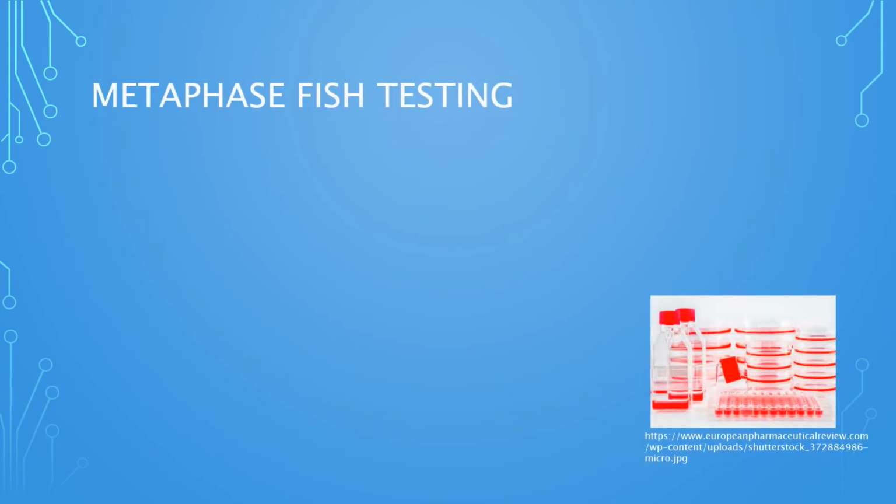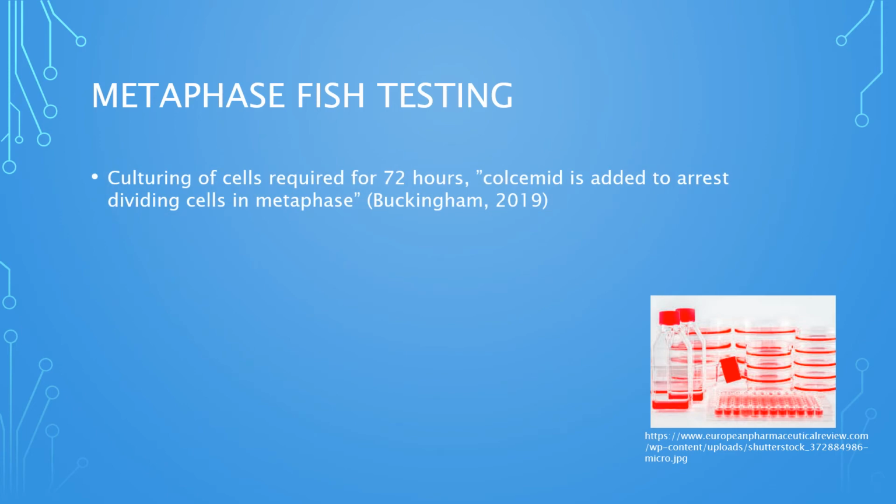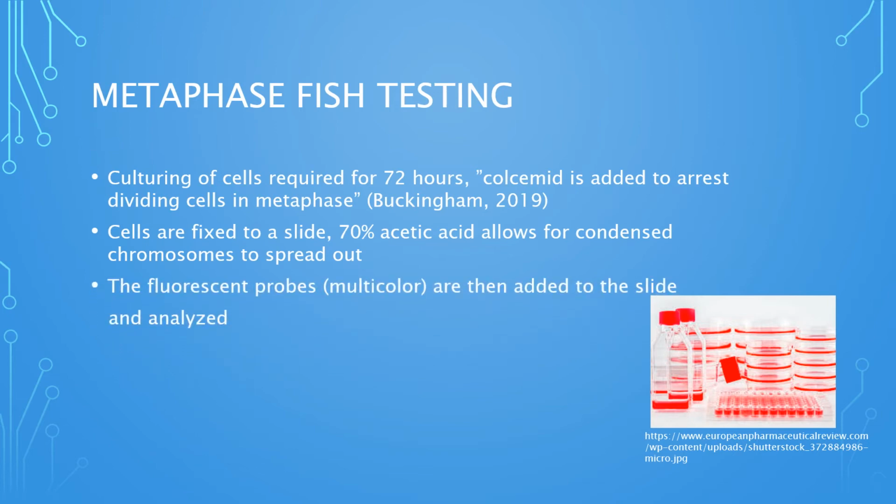The second major type of FISH testing is called metaphase FISH testing. In this type of FISH testing, culturing is required for 72 hours. According to the Molecular Diagnostics textbook, colcemid is added in order to arrest the dividing cells in metaphase. The cells are then fixed to a slide, and 70% acetic acid allows for the condensed chromosomes to spread out. Fluorescent probes, which are multicolor, are then added to the slide in order to be analyzed.